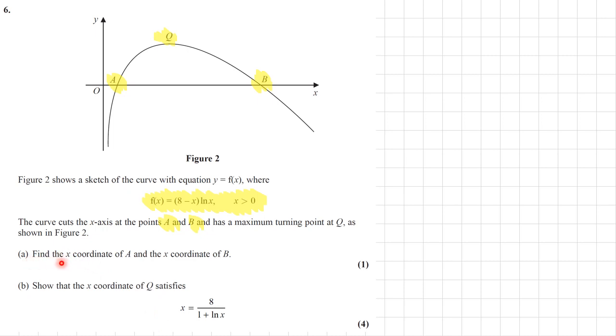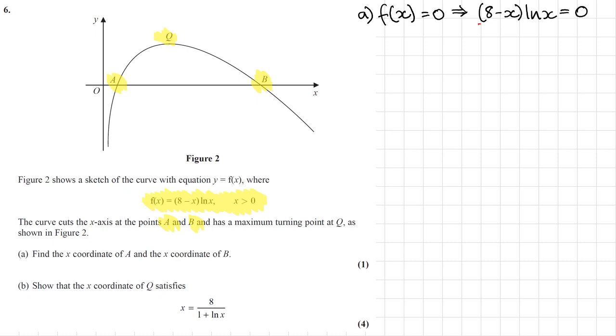What we need to do in part A is find the x-coordinate of A and the x-coordinate of B. When we find these coordinates, we are finding the roots, because these x-coordinates are the points where the graph crosses the axis, so they're roots. So that means f of x is equal to 0. So we set our equation 8 minus x log x equal to 0 and solve for x.